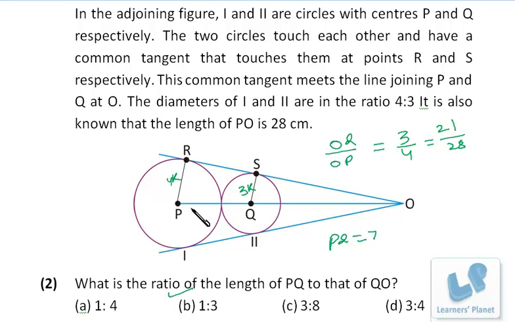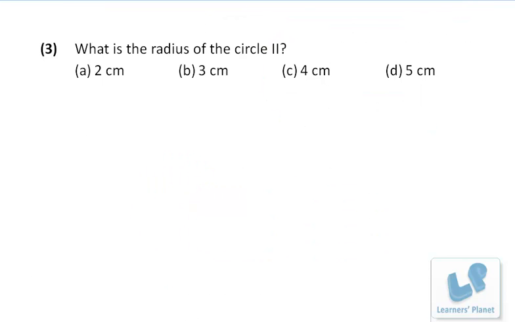Now the very obvious thing over here is that PQ is the addition of the radii of both the circles, and the diameters are in the ratio 4:3. That means the radii will also be in the ratio 4:3. Now length of PQ is 7. That means the radii are 4 and 3 as well, right? Now let's see what is the next question. Now here it is asked, what is the radius of circle 2? That means the smaller circle, that's 3, that we have already calculated, right?